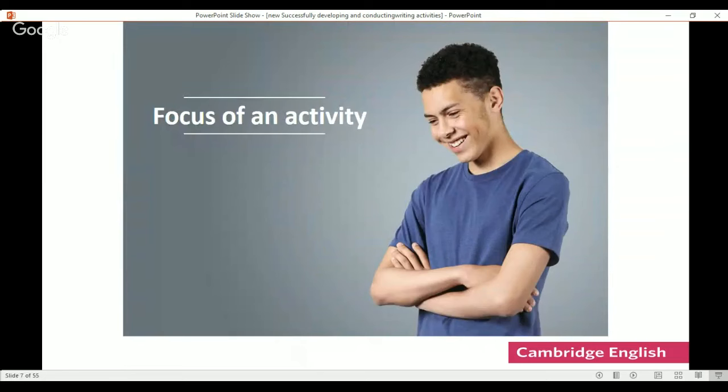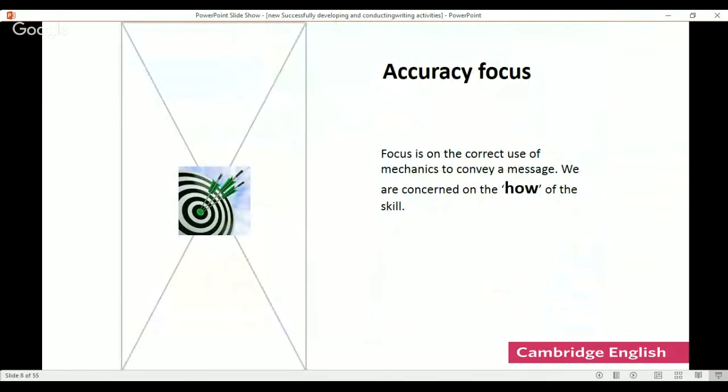So the next thing we need to look at is the focus of an activity. What is the focus of a writing activity? It can be an accuracy focus, where we are concerned with the how of the skill, and the focus is on the correct use of mechanics to convey a message. It is, for example, how you write a letter or how you write a note.